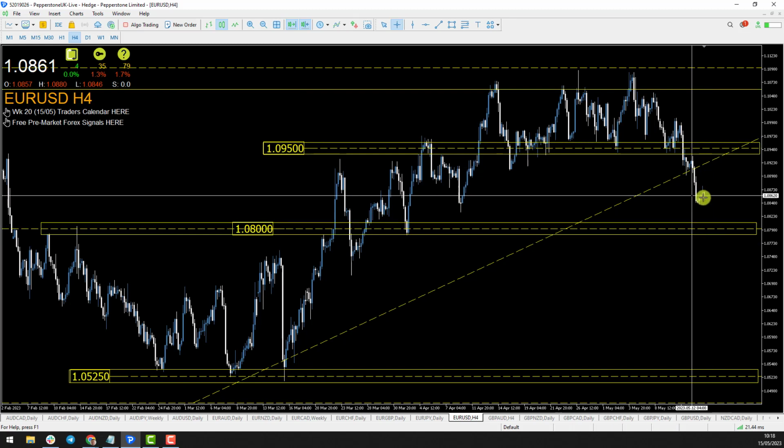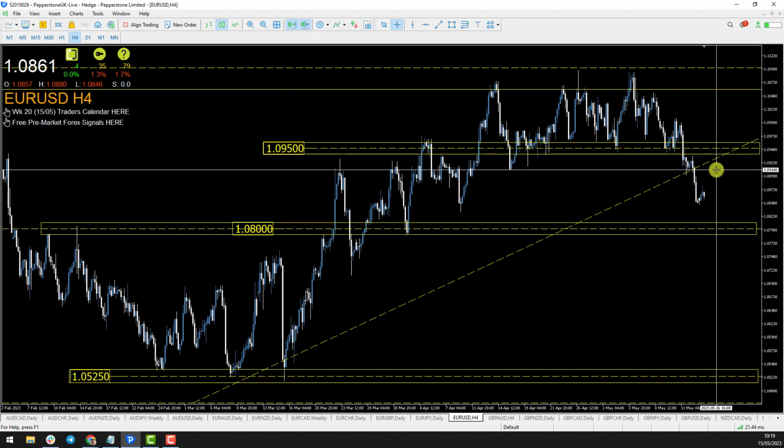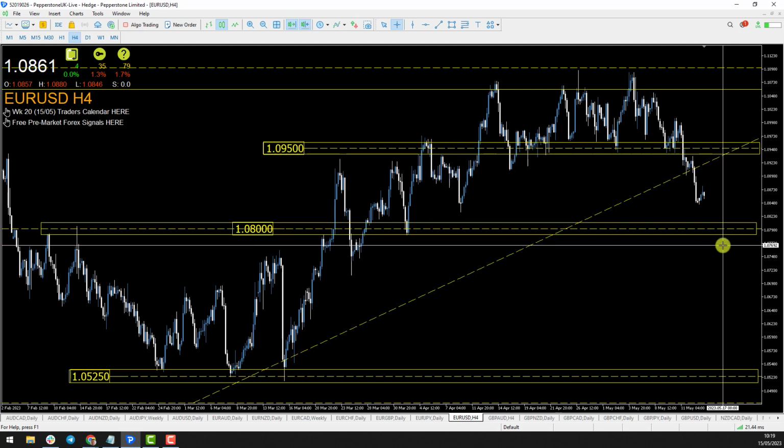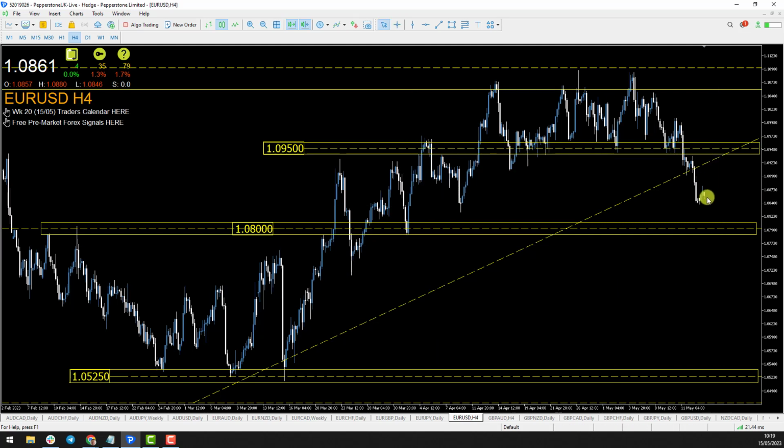So looking to see if we can trade down into those key levels at the moment, and if we do get those pullbacks, it could offer us some opportunities to trade Euro US dollar to the downside in line with our tables.